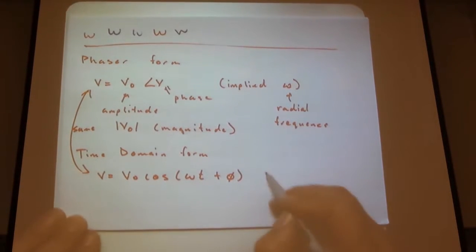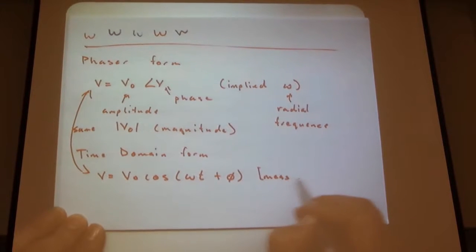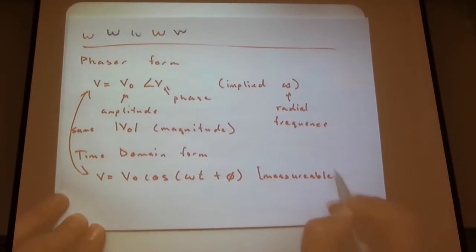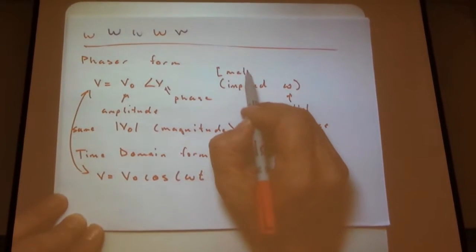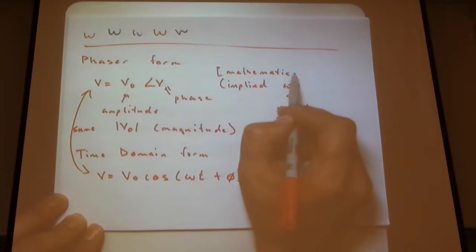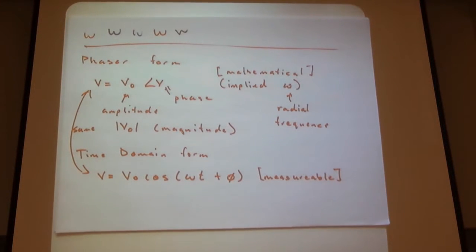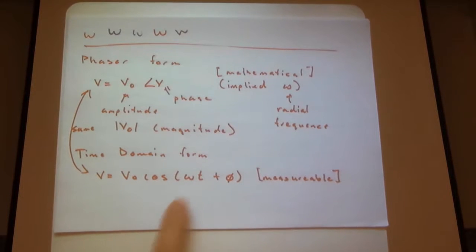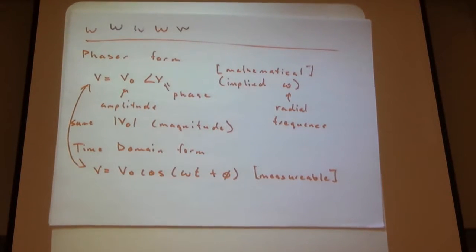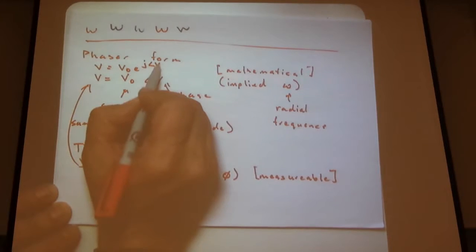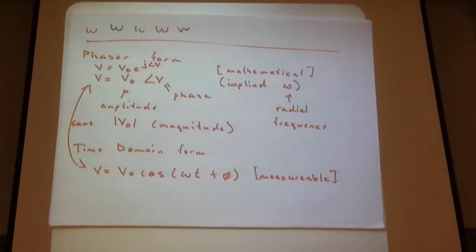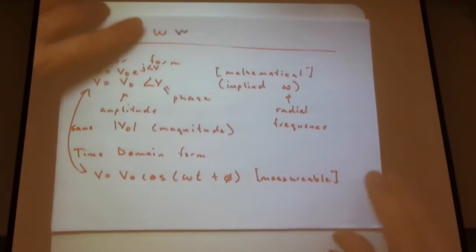And again, I know I've mentioned this a lot, but this is measurable. So that's what you get on your Discovery board. This is mathematical. And measurable is always real. So this is clearly real, and this has a complex form. And we didn't write it here, but we could write V equals V naught e to the j angle V. Same thing. So it has a complex form using Euler's law. And we walked back and forth, and we did that a lot last week.